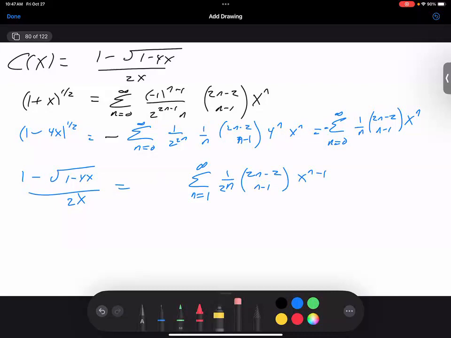And this is supposed to be equal to the sum, n goes from 0 to infinity, of Cn x to the n. So everything seems to be shifted a little bit. So let's let m equal n minus 1. If n goes from 1 to infinity, what does m go from?